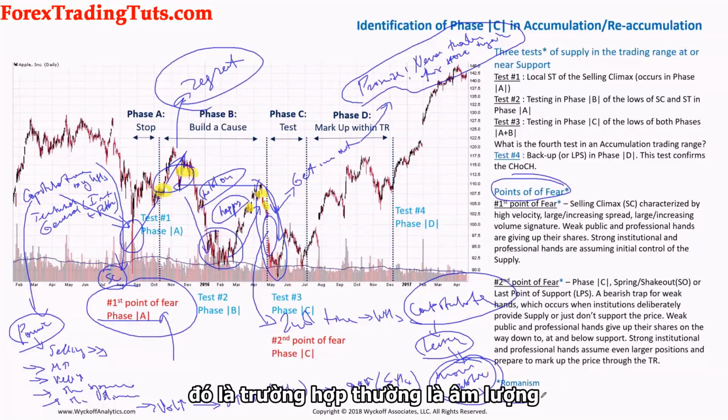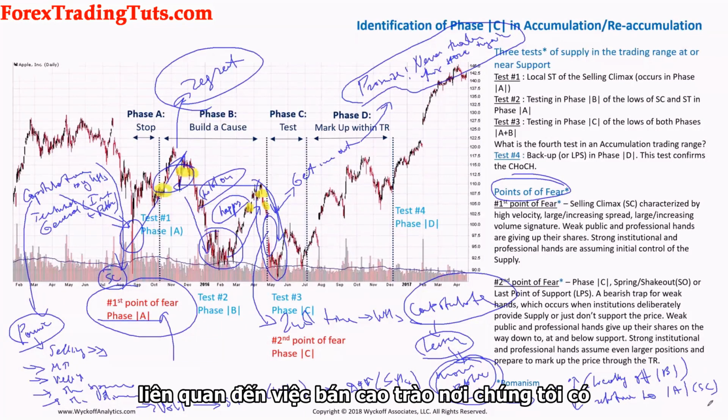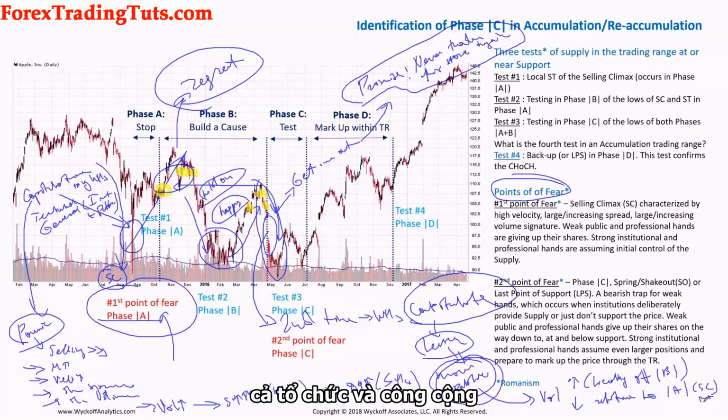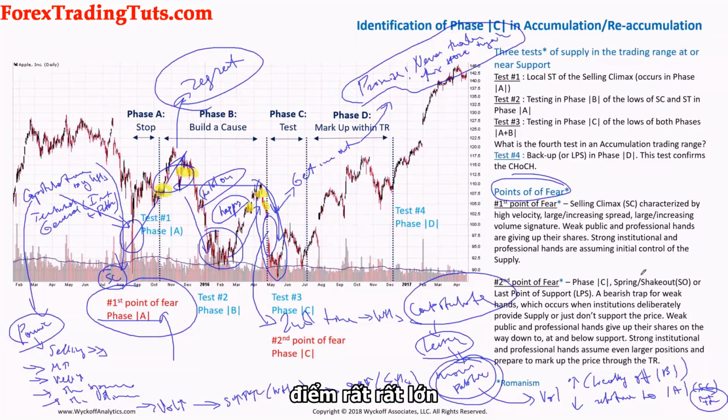And if that's the case, usually the volume signature on this is going to increase locally relative to phase B, but it's going to decrease relative to phase A low, relative to the selling climax, where we have both institutions and public capitulating at the same time. And that's a very small nuance, but it's a very, very big point.